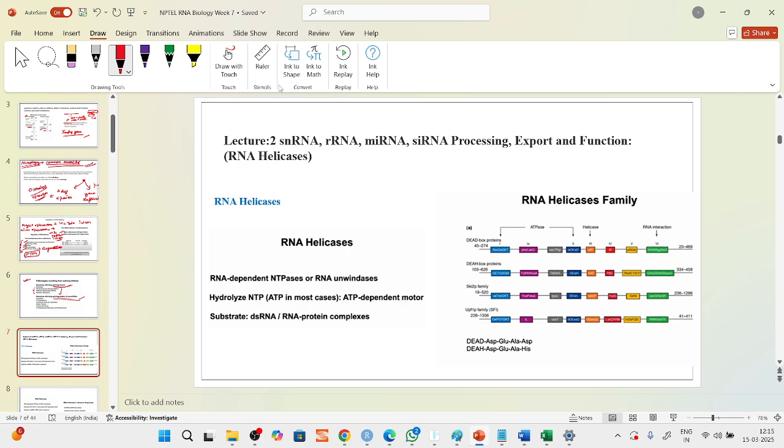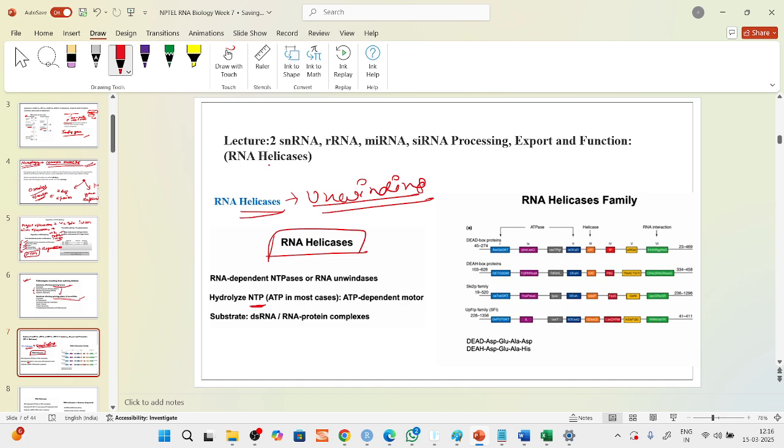Then we come to lecture 2 where we talk about the RNA helicase. So helicase essentially unwinds the nucleotide, whether it is DNA or RNA. Helicases perform the action of unwinding. Whether they are DNA helicase, they will unwind the DNA. If they are RNA helicase, they will unwind RNA. So if we talk about RNA helicase, these are RNA dependent NTPases or RNA unwindases. So what they do is that they hydrolyze the NTP and therefore they unwind your RNA.